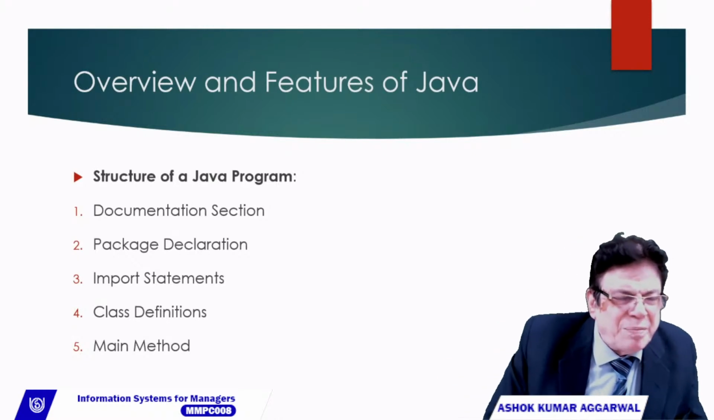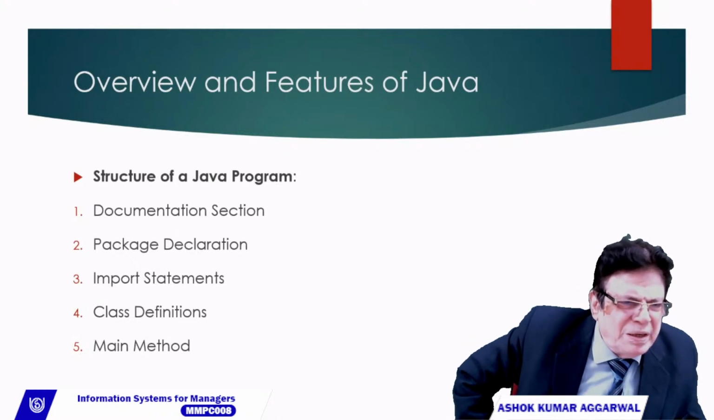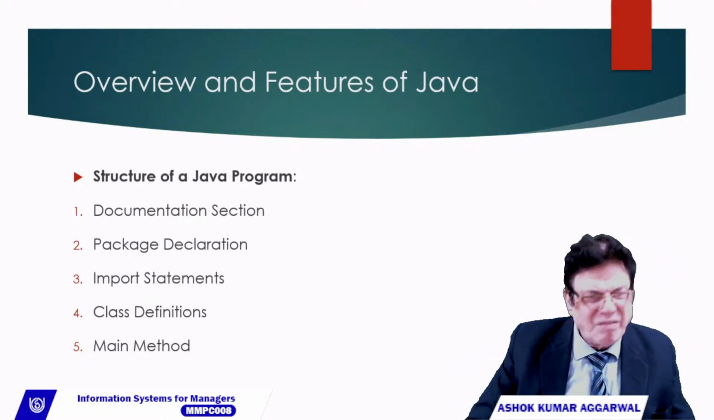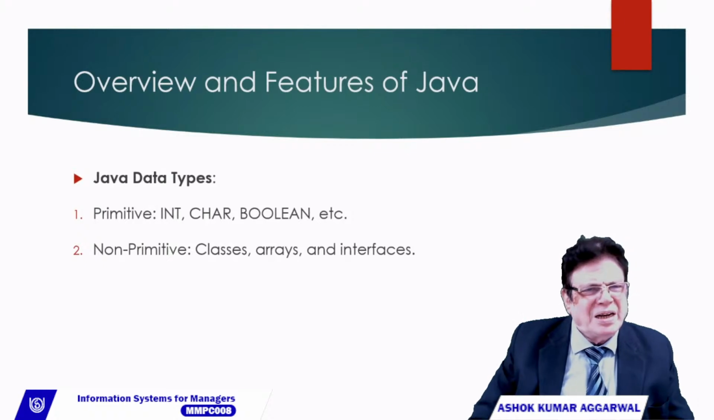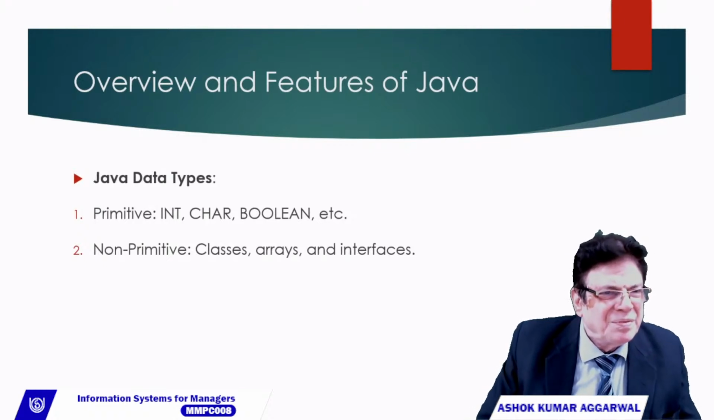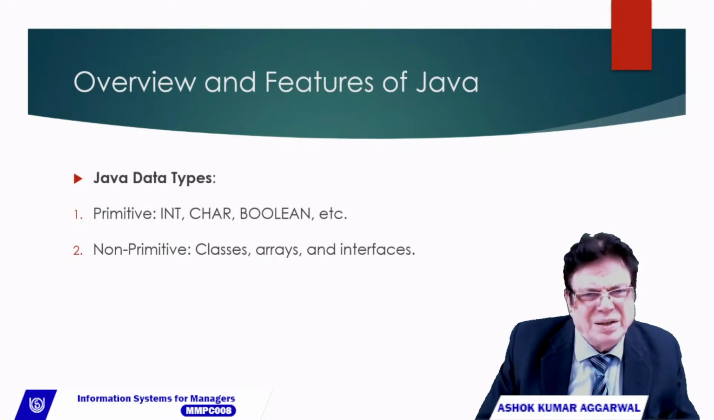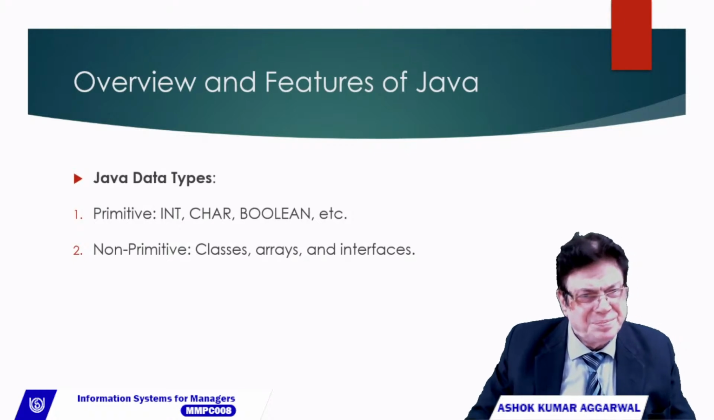Next is the structure of a Java program: documentation section, then package declaration, then import statements, then class definitions, then main method. Java data types: primitive and non-primitive. Primitive types are int, char, boolean, etc. Non-primitive types are classes, arrays, interfaces, and so on.